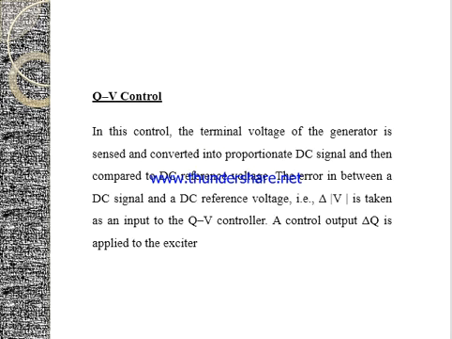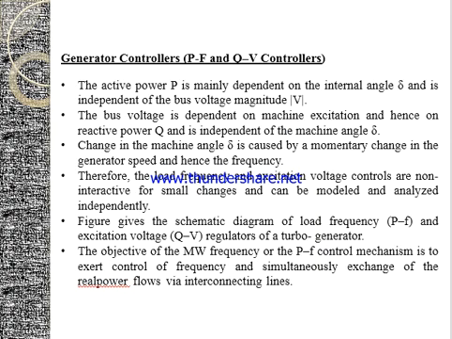Next, considering the reactive power voltage control, in this control the terminal voltage of the generator is sensed and converted into a proportionate DC signal, and then compared to a DC reference voltage. The error between them is taken as an input to the QV controller. A controller output of delta Q is then applied to the exciter. So this is how the PF control and QV control serve the electrical power system.